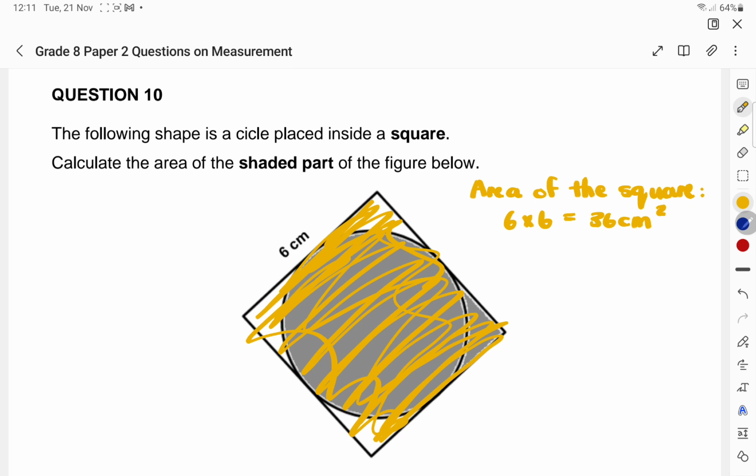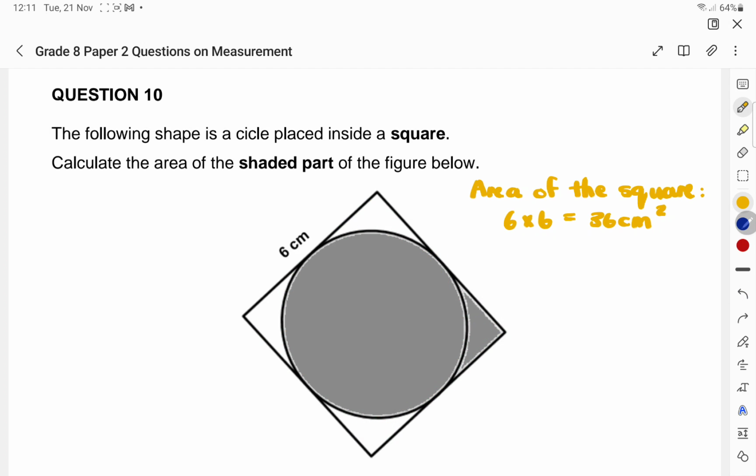But all they want is the area of the shaded part. Calculate the shaded part of the figure below. Okay, so I'm going to do it around the picture. So that is the area of the whole shaded part. So now we want to work out what these parts are equal to. Why do we want to do that? Because there's 4 of them and one of them is shaded. So we need to include this little corner in our answer. But how would we do that?